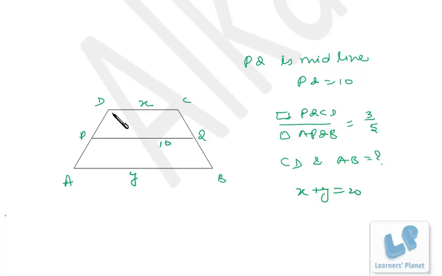Suppose this altitude is h. So the upper portion will be h by 2 and the lower portion will also be h by 2. You can assume it to be 2h or maybe h. If you assume it to be 2h, take this h and h, so the upper portion is h and the lower portion is also h because this is the midline. Now, this is also a trapezium, PDCQ.